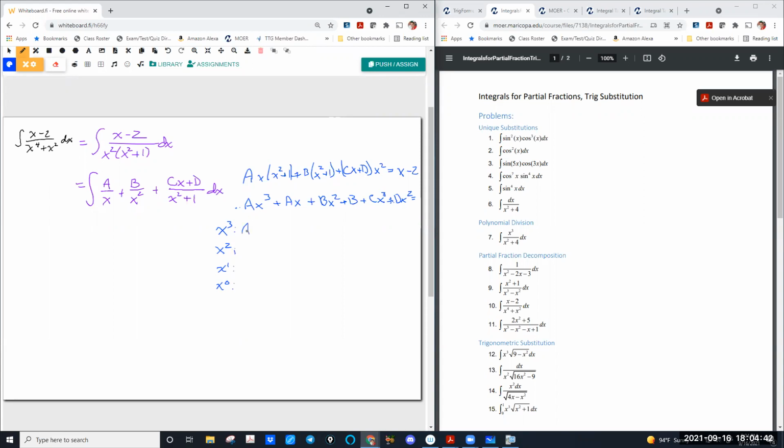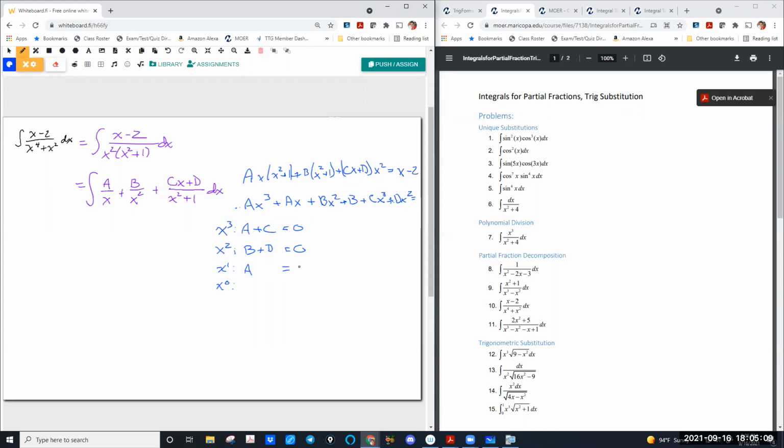So x cubed, again, now here's where the difference comes. A plus C, there's still 0 x cubed on this side, so that doesn't change. The x squareds are going to be B plus D equals, again, 0. There's no x squared terms. The x is going to be A. And let's double check. That is our only x term.